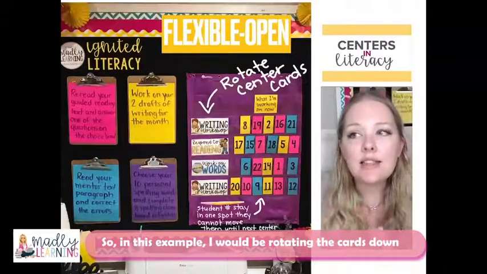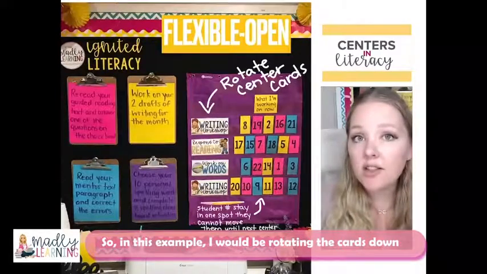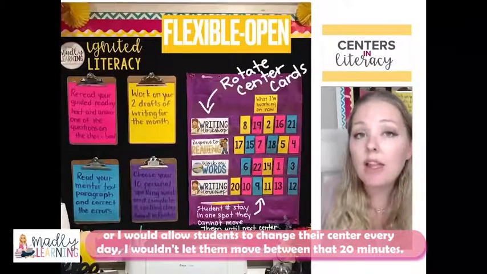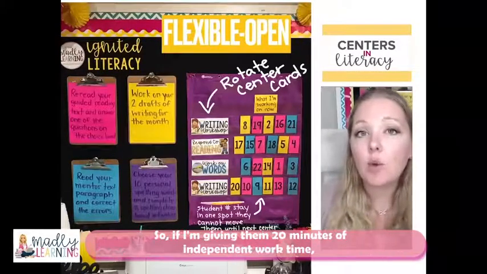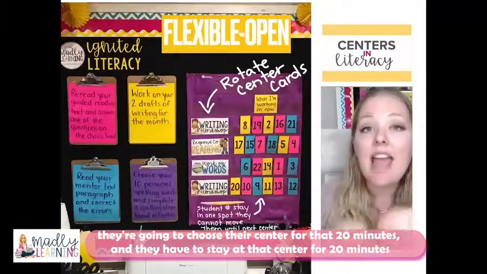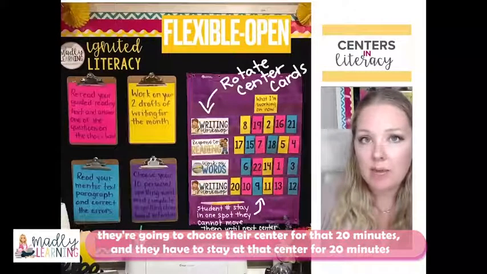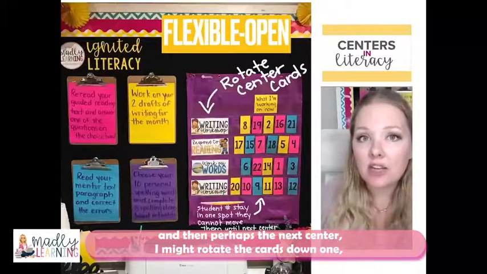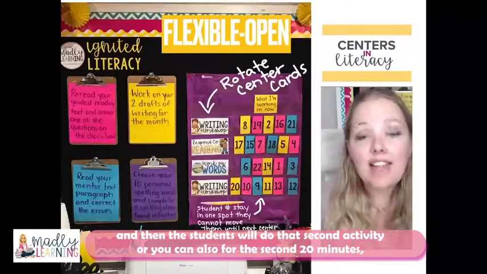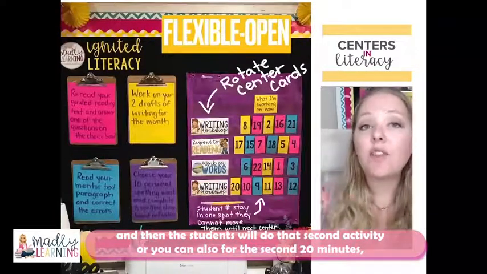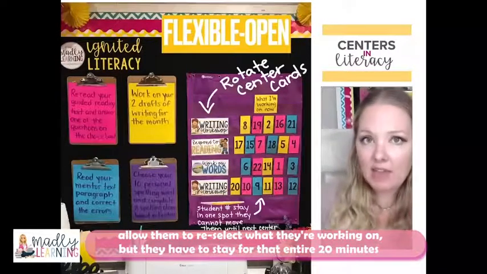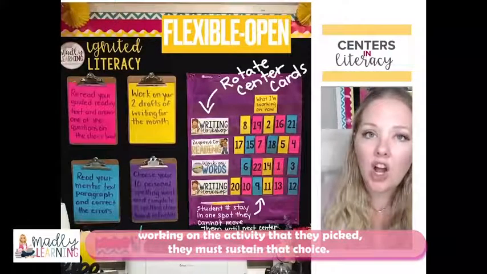So in this example, I would be rotating the cards down, or I would allow students to change their center every day. I wouldn't let them move within that 20 minutes. So if I'm giving them 20 minutes of independent work time, they're going to choose their center for that 20 minutes, and they have to stay at that center for 20 minutes. And then perhaps the next center, I might rotate the cards down 1, and then the students will do that second activity. Or you can also, for the second 20 minutes, allow them to reselect what they're working on, but they have to stay for that entire 20 minutes working on the activity that they picked.